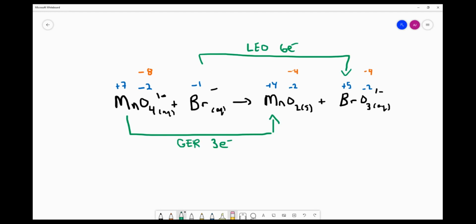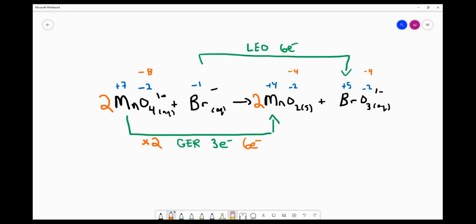If applicable, we'd want to balance the elements that have undergone the oxidation and reduction at this point. But here we have 1 manganese and 1 bromine on each side. Now we're going to make electrons lost equal to electrons gained. So I'm going to multiply only the species that are involved in the reduction by 2, so that we'll have a total of 6 electrons.